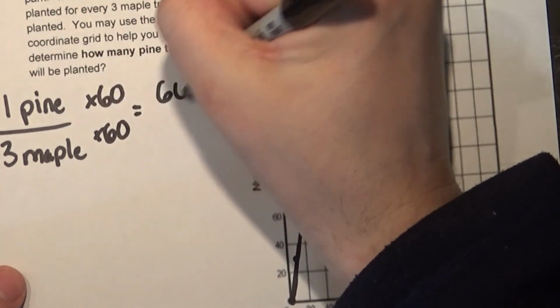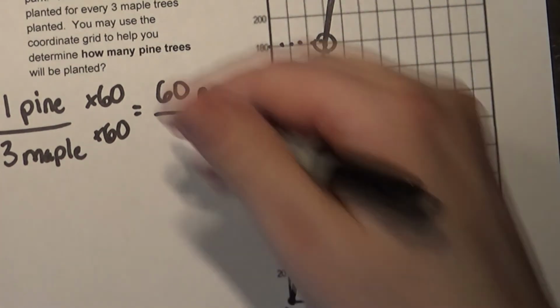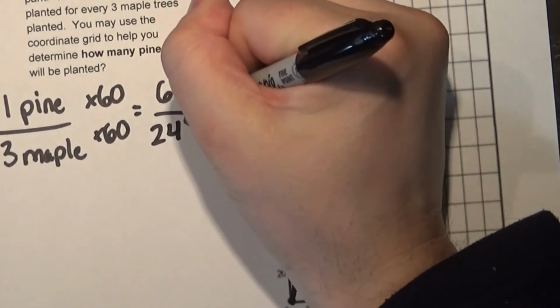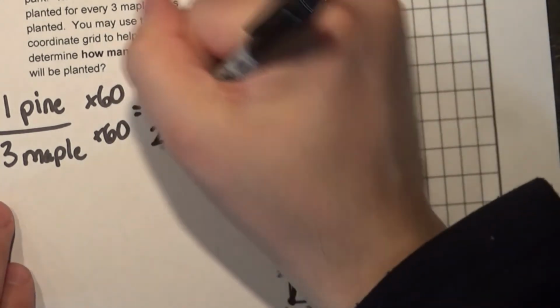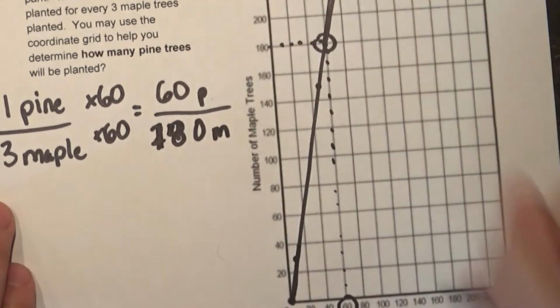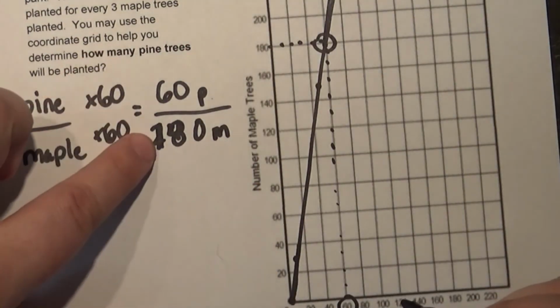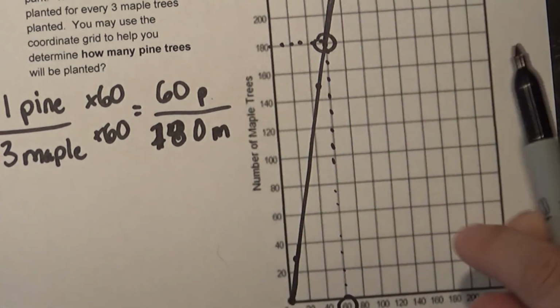So 1 times 60 is, of course, 60 pines. And then 3 times 60, well, that's going to be 200. Oops, what am I thinking? I'm not thinking right at all. That's actually going to be 180. 180 maple. Now 60 plus 180 is 240, so that's one way I could solve this problem.